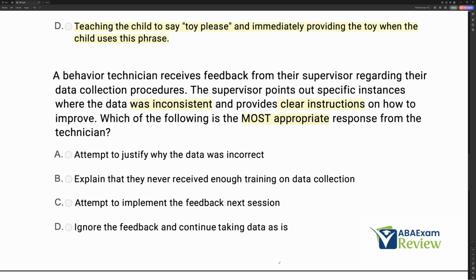And D, ignore the feedback and continue data as is. We never want to ignore the feedback. If you disagree with the feedback, then you ask questions and you try to get a better understanding. You never, ever, ever ignore the feedback completely. Most appropriate response, attempt to implement the feedback next session.